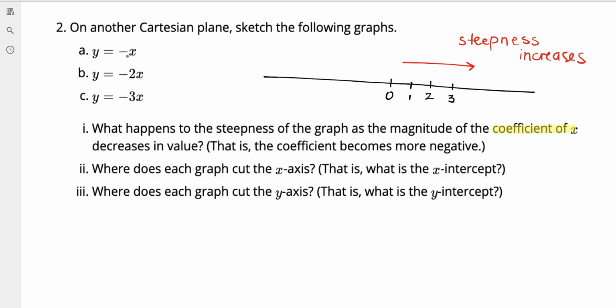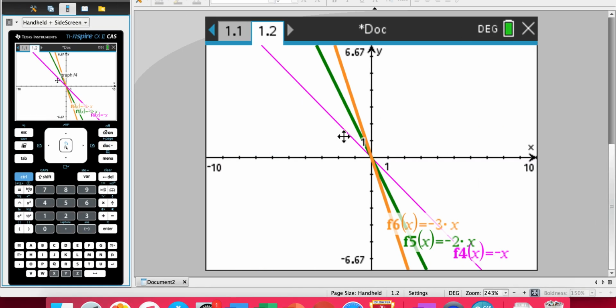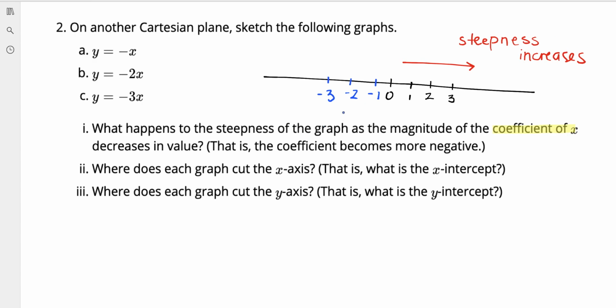Wonderful. So let's put the values that we have here. I'm going to do it with blue. So we have negative 1, negative 2, and negative 3. If we go up to our graph here, negative 1 was this purple, pink one. So negative 1 is here, and here negative 2, and here negative 3. So it's saying what happens to the steepness of the graph as the magnitude of the coefficient of x decreases. That is, the coefficients become more negative.